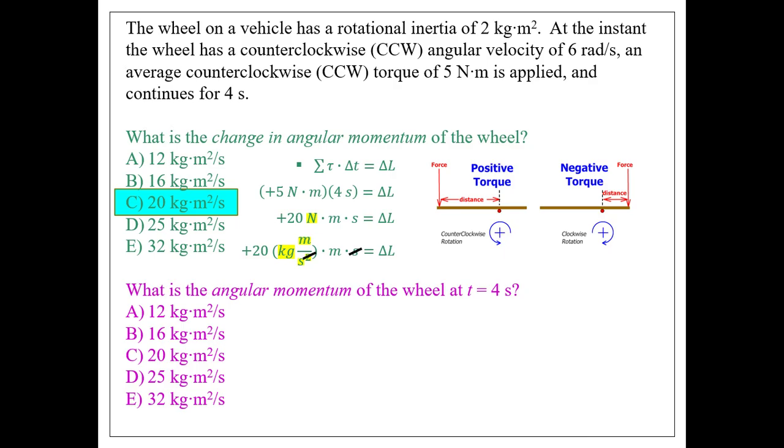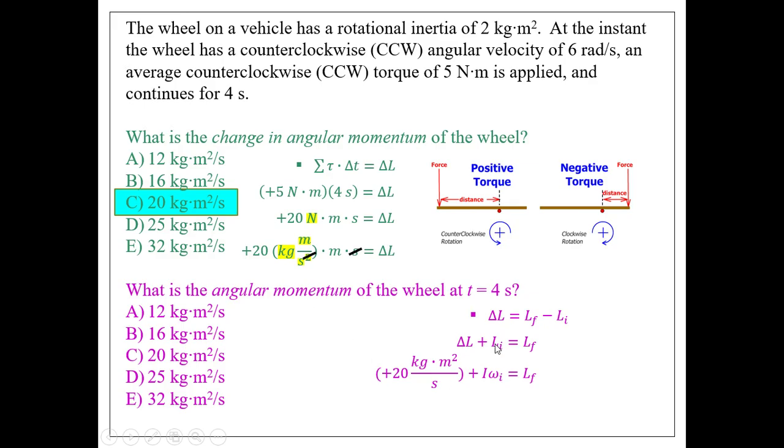All right, the second part of this question asks what is the angular momentum at 4 seconds. So all you have to do is use this particular function. Delta L is LF minus LI. We already know what LF is, what LI is, and the change in angular momentum, because all the stuff we already calculated or is given. So to find LF, all you have to do is add LI to both sides, and then it looks like this. The change in angular momentum plus the initial angular momentum is equal to the final angular momentum. We already found the change in angular momentum in the previous part, which is positive 20.